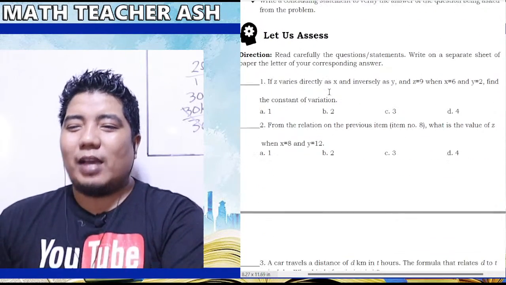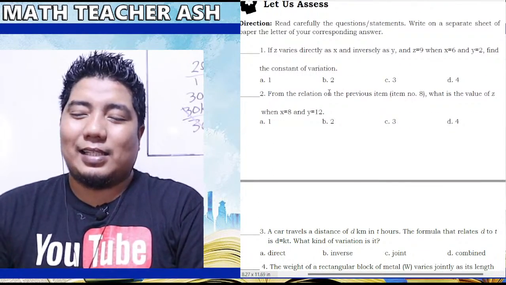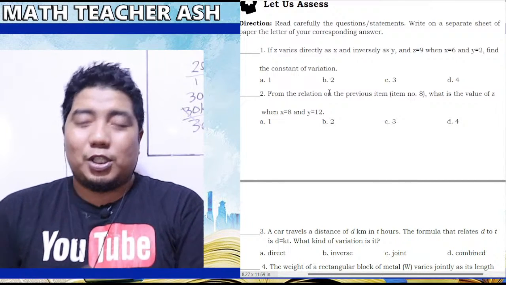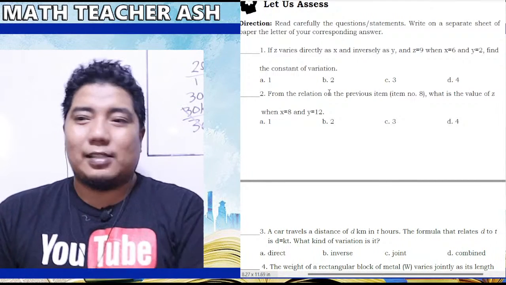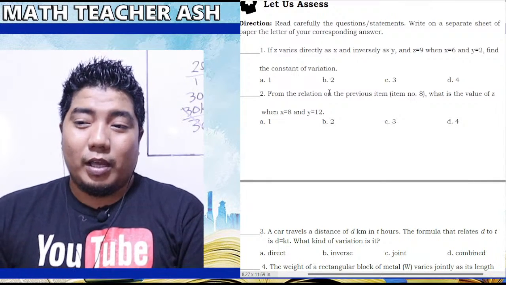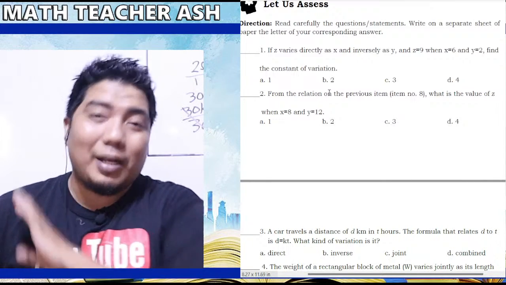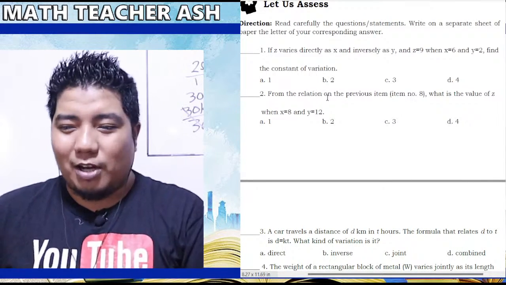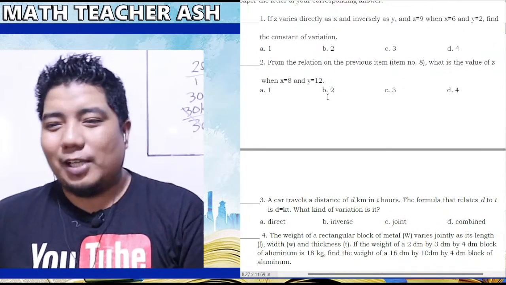Okay, and then we have now the let us assess, and this is an ABC pa rin, which is just the same as the pretest, but in this case, the author or the people behind the module is expecting na ito, may natutunan na talaga kayo at marami na kayong na-learn sa lesson na ito. Okay, so you can solve this one.